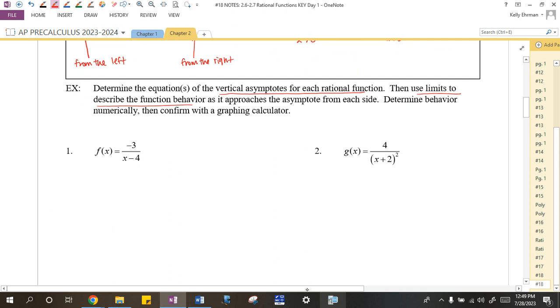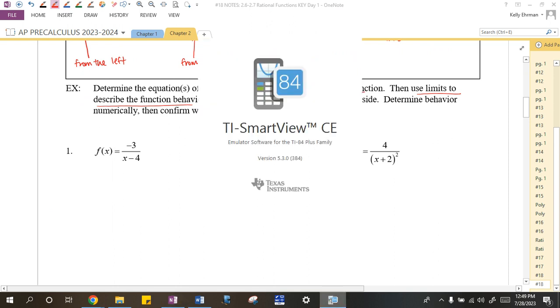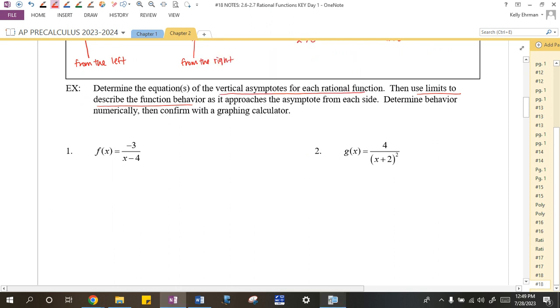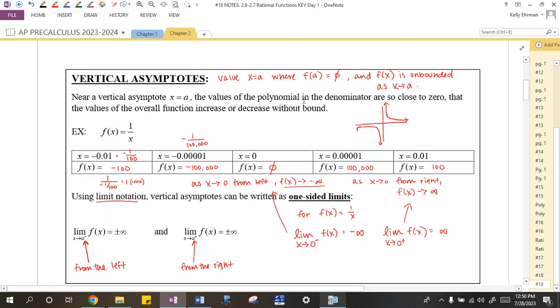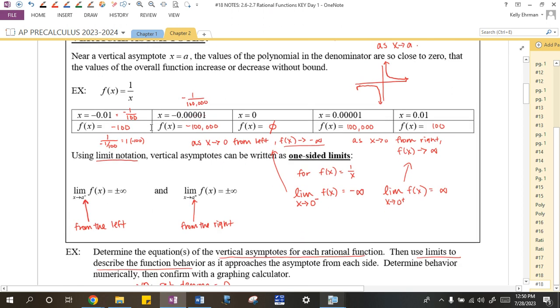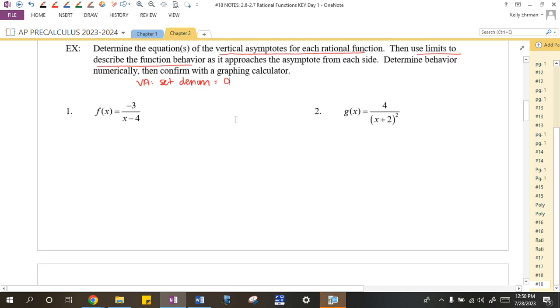And I want to do this numerically, and then I also want to confirm on a graphing calculator. Again, we're not going to do this every time, but this is good practice as we're getting into some of this limit notation and just getting comfortable with it. How do we find a vertical asymptote? A vertical asymptote is found by setting the denominator equal to 0. Because remember, we said it's the value x equals a where f of a is undefined, and the only way for a rational function to be undefined is if its denominator is equal to 0.